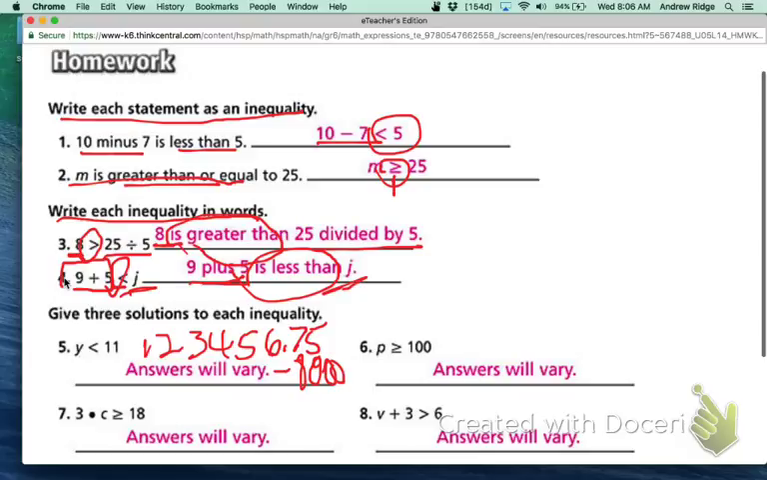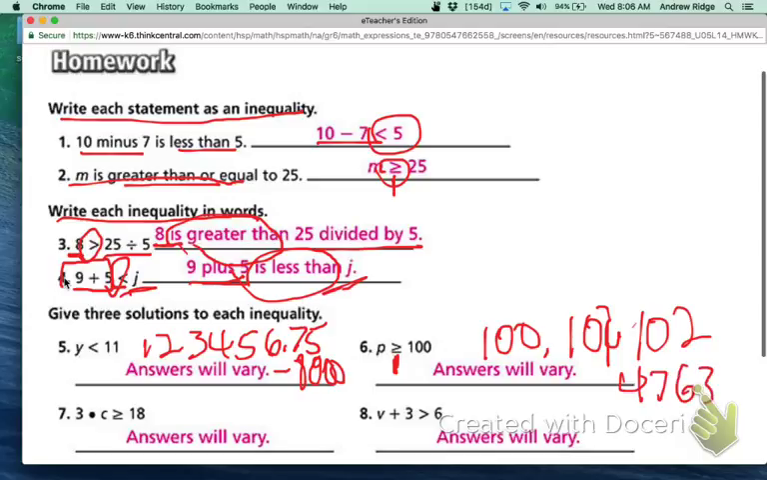P is greater than or equal to 100. So you can even give 100 in this case because, again, it's greater than or equal to with that underline. So then it's like 100, 101, 102, 4,763,000,000, right? Anything over 100. So we can talk about infinite ranges of numbers.